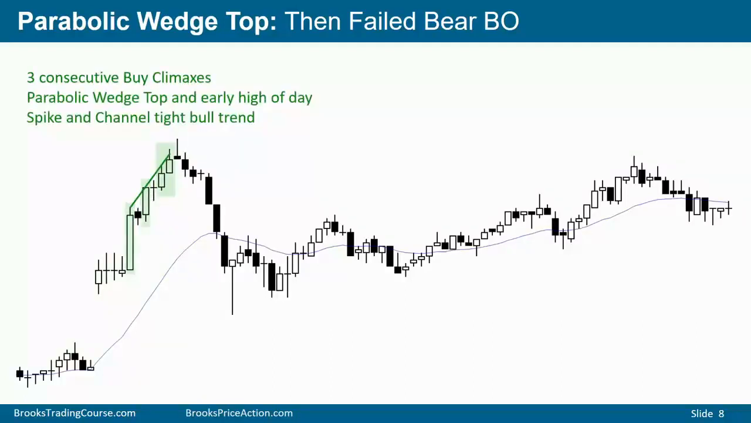Very tight spike and channel bull trend. So spike and channel, and then a decent sell signal bar. Not a particularly high probability sell, more likely will go sideways, but it's a decent sell because the potential reward is much bigger than the risk.